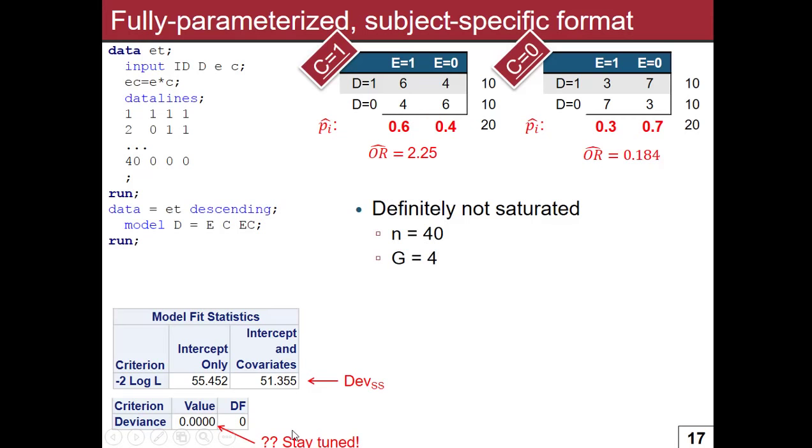So what's interesting about this model? It's not a saturated model, right, which we know. It does not have 40 terms in it. It's 40 observations, doesn't have 40 terms. It's G equals 4. There's only 4 covariate patterns to it, as we talked about. There's only 4 levels of C and E. Okay? So this is what we're going to call the fully parameterized model. This has as many terms as it could possibly have given the covariates that we observed.